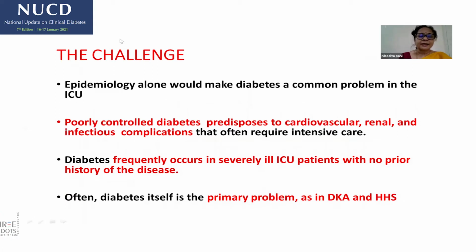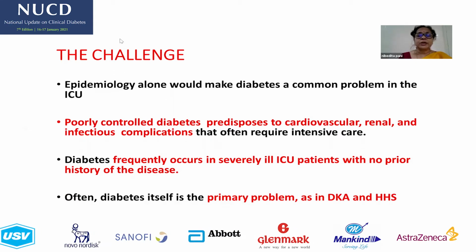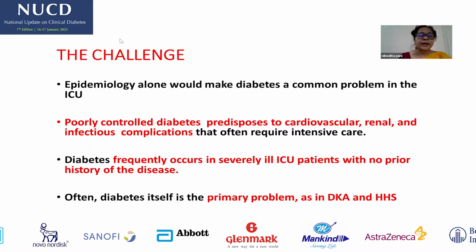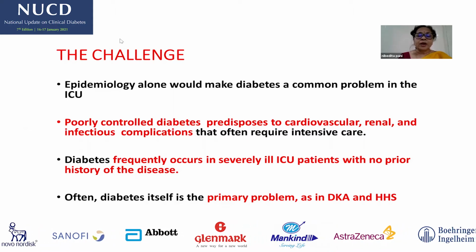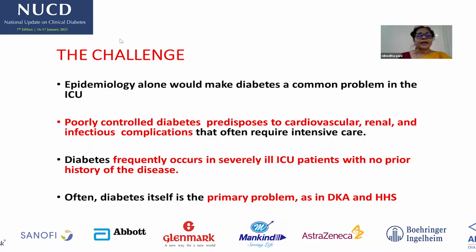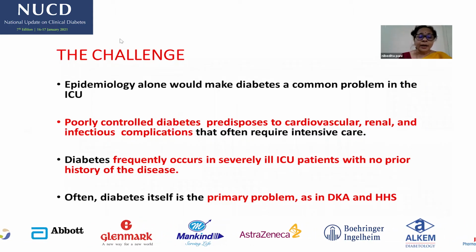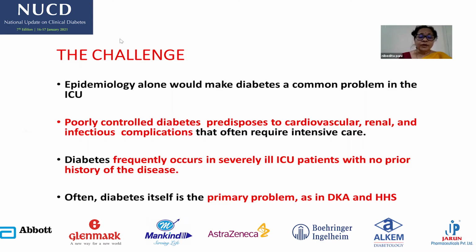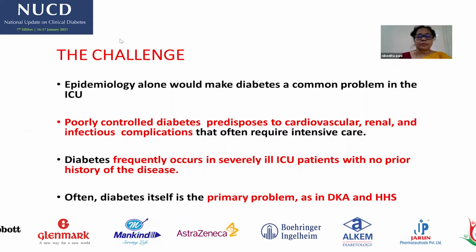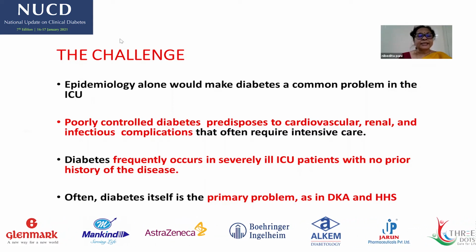The challenge is that poorly controlled diabetes predisposes to cardiovascular, renal, and infectious complications that often require intensive care, and they frequently occur in the severely ill ICU patient with no prior history of the disease. Often diabetes itself is the primary problem, as in DKA and HHS.